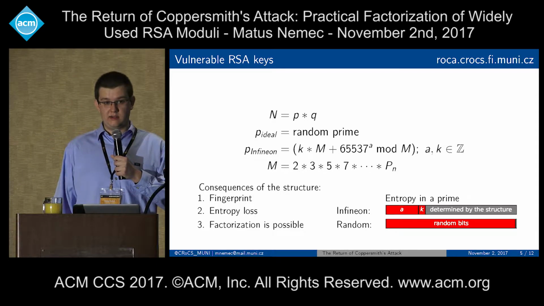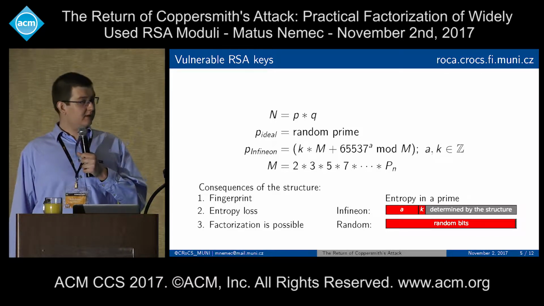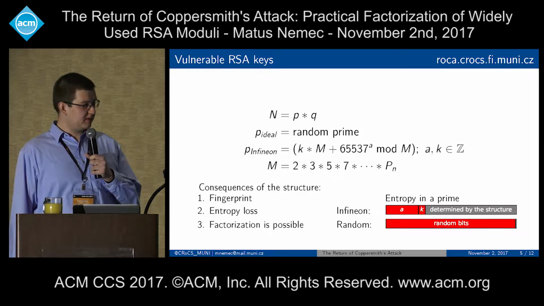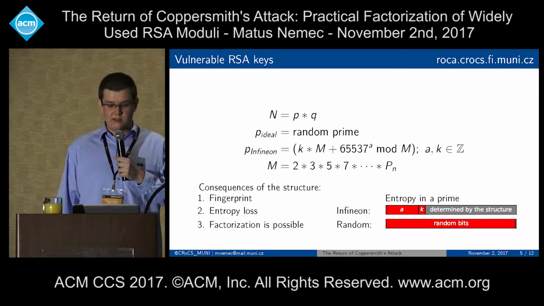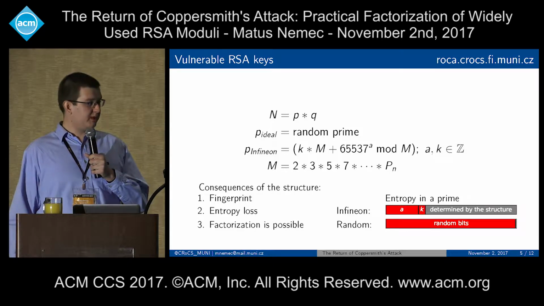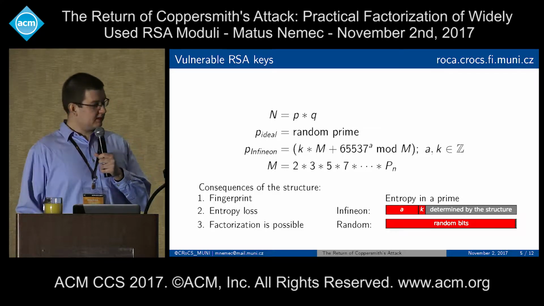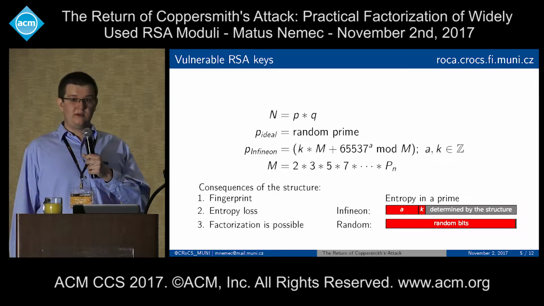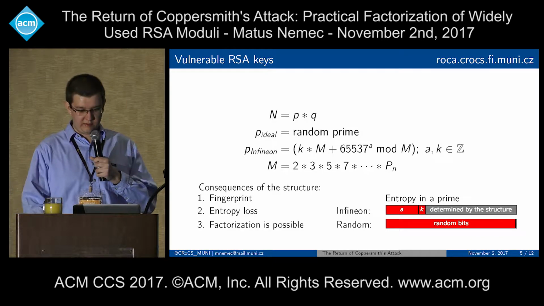The first one is the fingerprint, which is very reliable. We did not find any false negatives, and the false positive rate is completely negligible. The second consequence is that these primes generated in this way have fewer bits of entropy than randomly sampled primes, as you can see on the picture on the right. And finally, it's possible to develop a feasible factorization method on the moduli which have primes of this form.